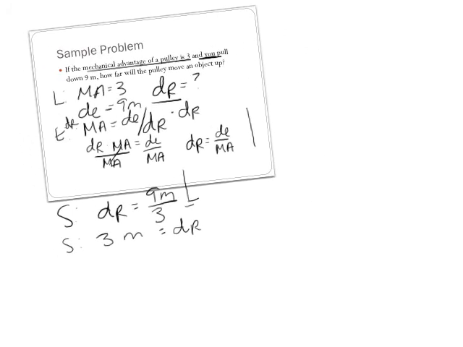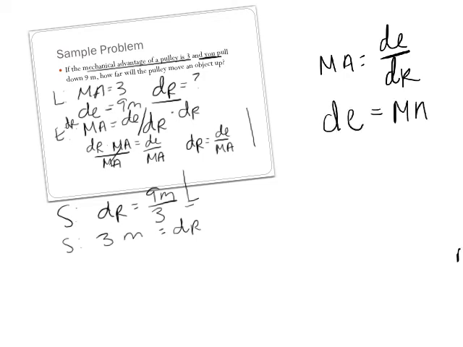Sorry about that. So looking back at this together, just keep in mind that MA equals DE divided by DR, and you can rearrange that to solve for any of the pieces. So DE is equal to your mechanical advantage times your DR, or DR is equal to DE divided by mechanical advantage. Those are some things you'll want to get familiar with, but we'll deal with this some more on other days and get into some more applications of this the next couple of days.